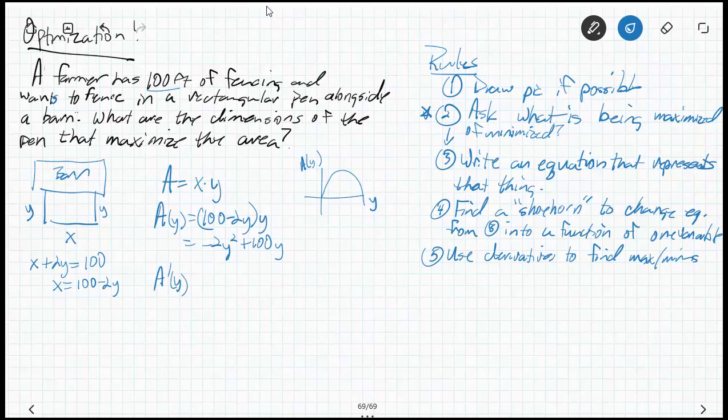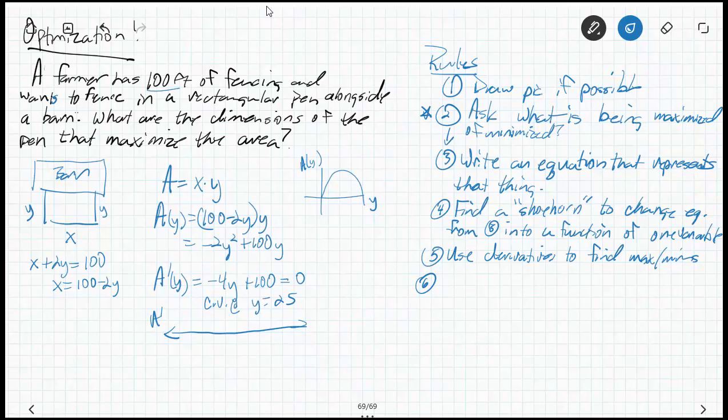A prime of y is equal to negative 4y plus 100. Set it equal to 0. It appears in a puff of algebra that I get a critical value at y equals, if I subtract 100 and divide by negative 4, I'm going to end up with 25. Now, here's a really important thing. So important that we're going to stick it on our list of rules. There's only 2 more rules.